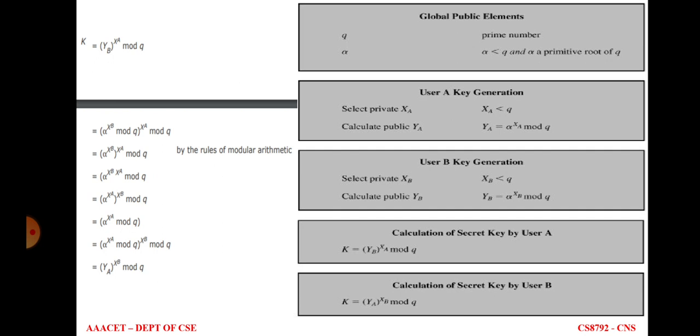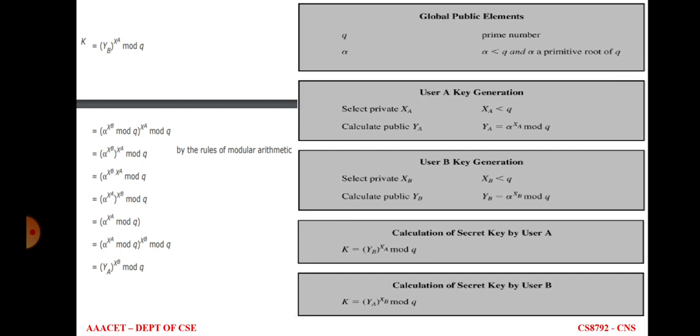So that value is substituted for YB. In the YB part, (alpha power XB mod Q) power XA mod Q. From this we can translate it to alpha power XB, power XA, because within that bracket we have a mod value and outside the bracket we also have a mod value, and the modular value is the same Q. So we can write one modular value.